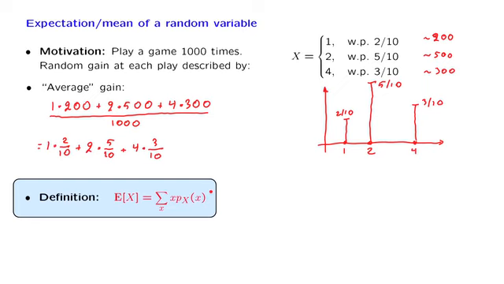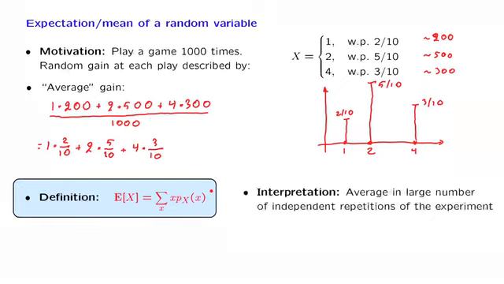This is the formula that defines it, but it's also important to always keep in mind the interpretation of that formula. The expected value of a random variable is to be interpreted as the average that you expect to see in a large number of independent repetitions of the experiment.